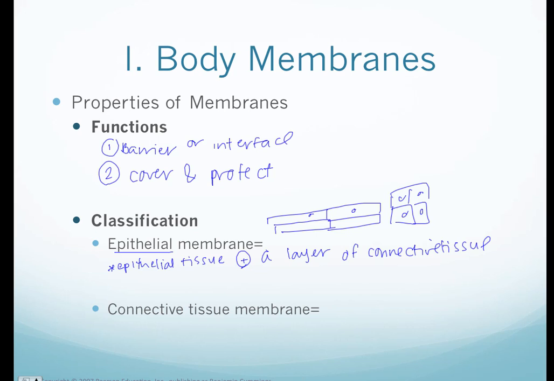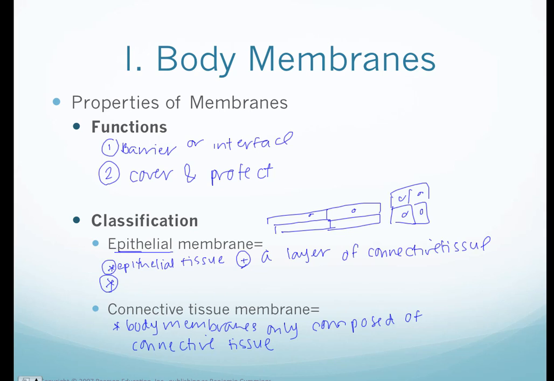Connective tissue membranes. These are body membranes only composed of connective tissue. Okay. So we have 3 examples of epithelial membranes. The first one is cutaneous. We have mucus, and we have serous. There's only one type of connective tissue membrane that we're going to look at, and that's going to be synovial.